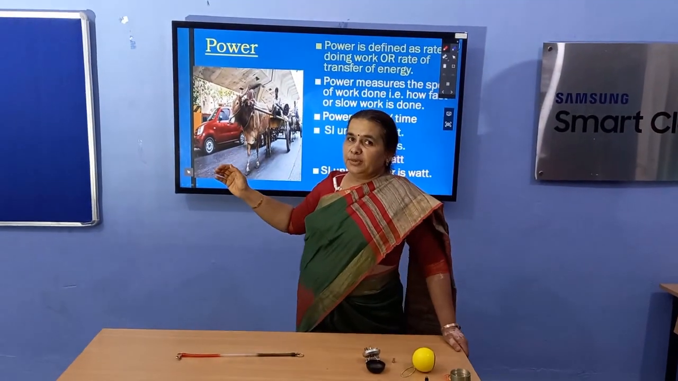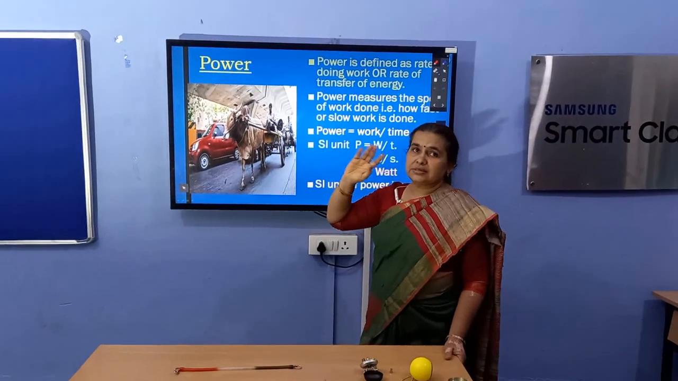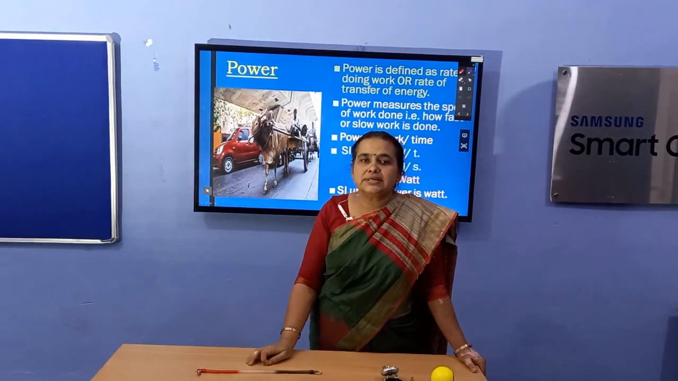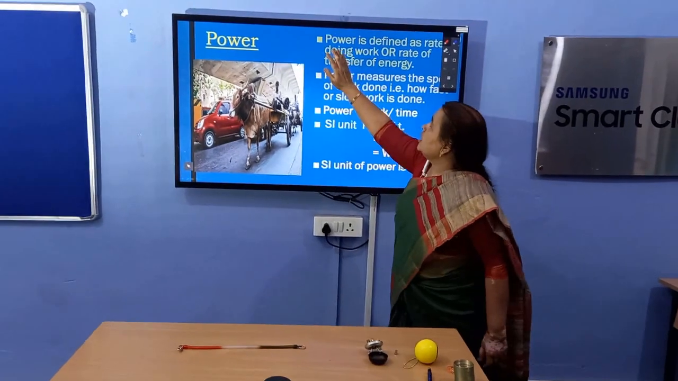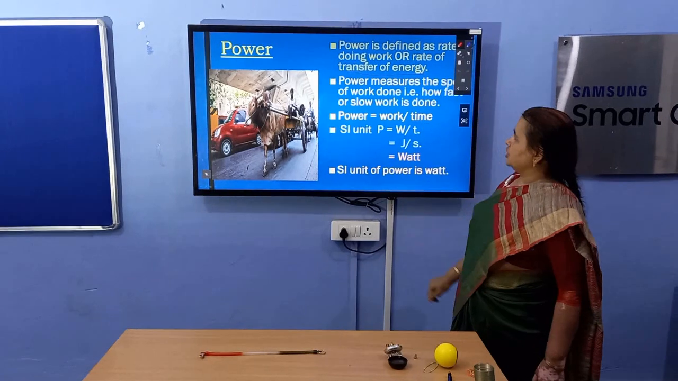Same work is done because force is same, displacement is same. Only the thing is the time taken. That means one more important factor is here, and that is time. Power is defined as rate of doing work or rate of transfer of energy.